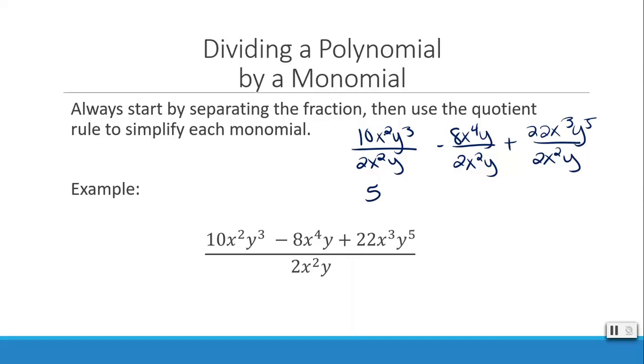So this is going to give us 5. The x squares will cancel each other, and then you'll be left with y squared here, minus 4. This is going to give us x squared when we subtract. The y's would cancel each other. And then plus 11, subtract our x's, just gives us x. Subtract our y's, gives us y to the fourth.